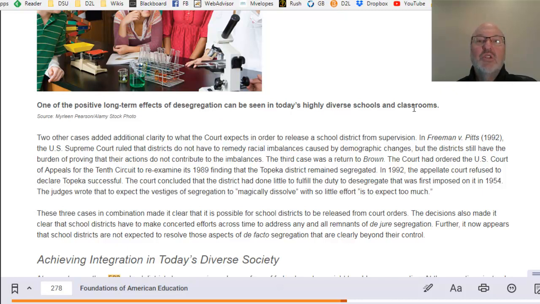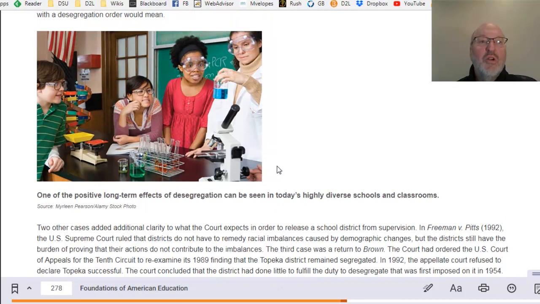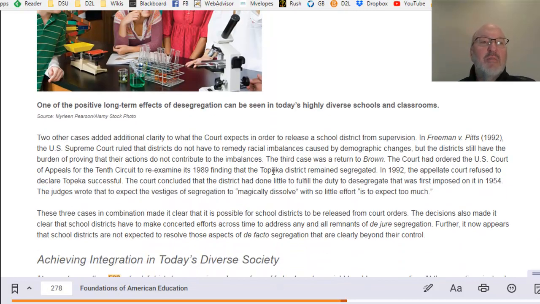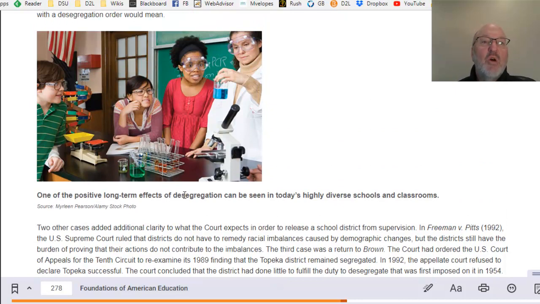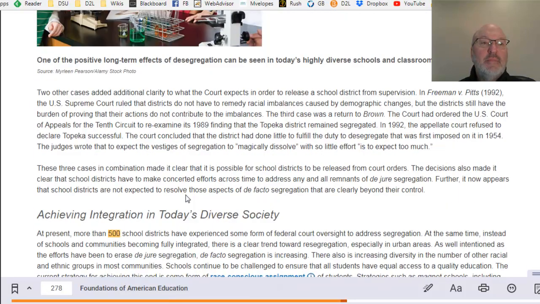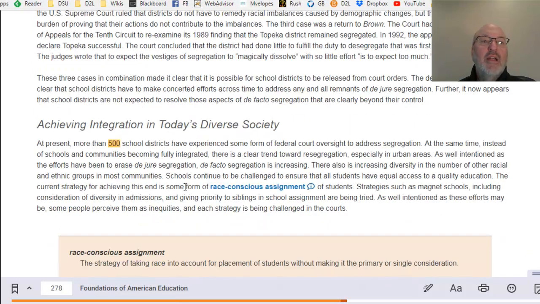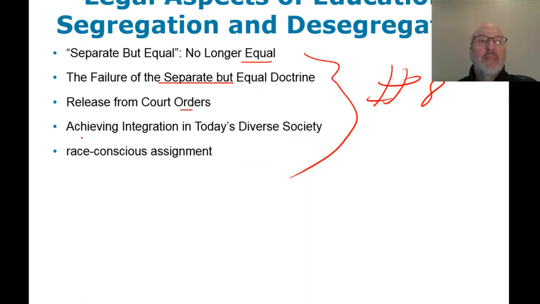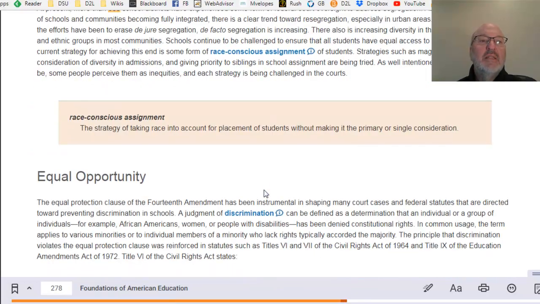It has been seen in today's diverse schools in the classroom, and I'm not sure that's true. I think people integrated themselves, that people chose to go to more diverse schools, not because of what the federal government did, but these authors love this, so we're going to agree with them here. Okay, at present, 500 school districts experience some form of federal oversight to address segregation. Instead of schools and communities becoming integrated, so that's what you get to talk about there. And there's race conscious assignment there.